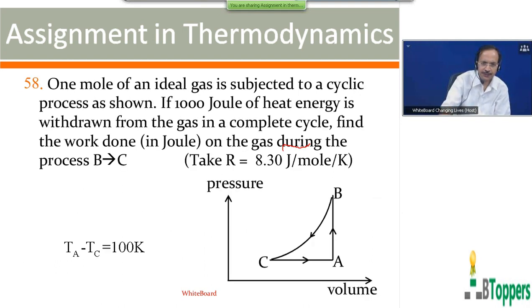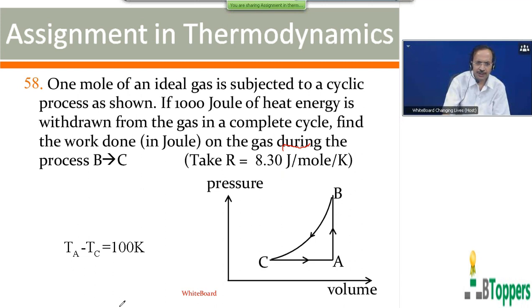Question number 58. I'm going to read question number 58 now. 1 mole of an ideal gas is subjected to a cyclic process as shown. 1000 joule of heat energy is withdrawn from the gas in a complete cycle. Find the work done in joules on the gas during the process B to C. Take R equal to 8.30 joule per mole per Kelvin. The reference is the temperatures of the gas at A and C equal to 100 Kelvin.